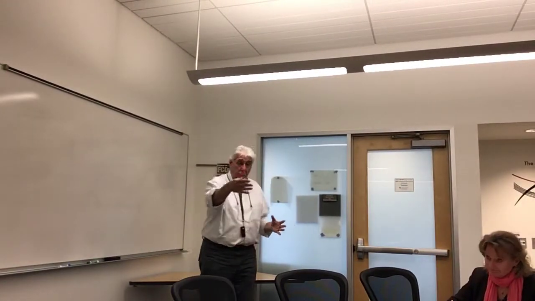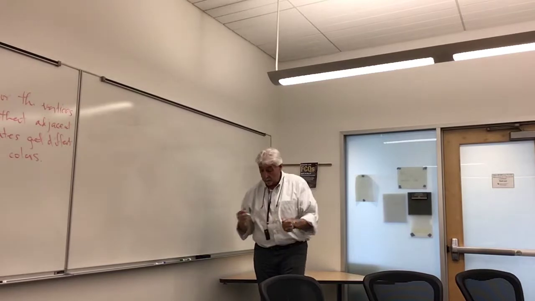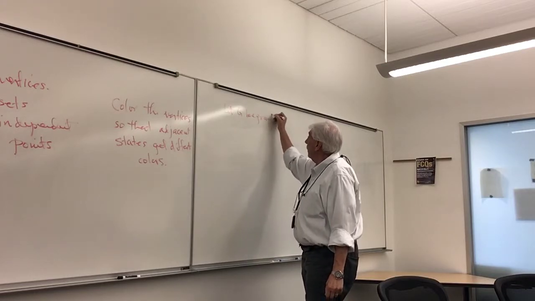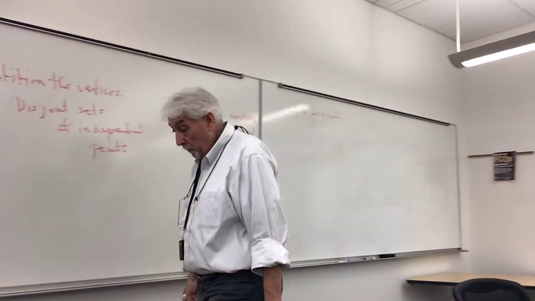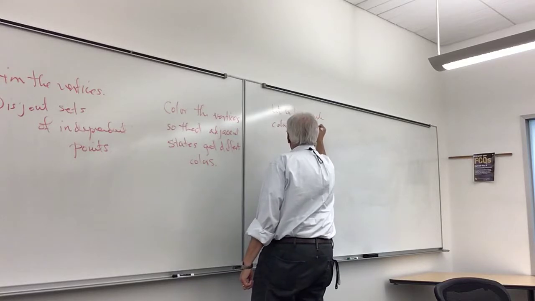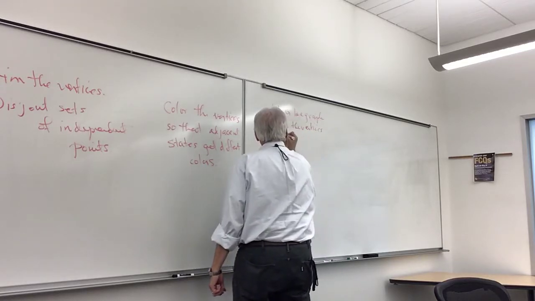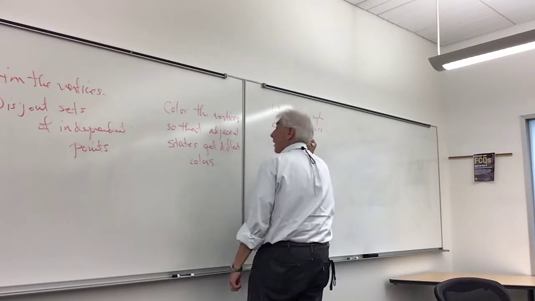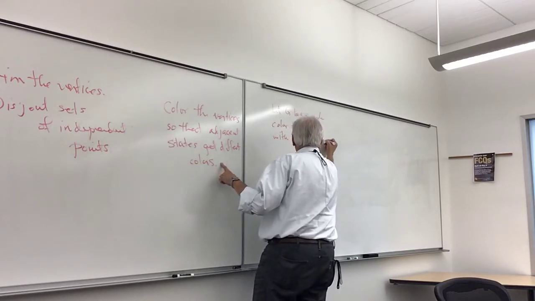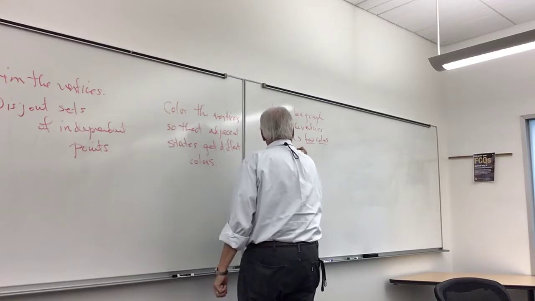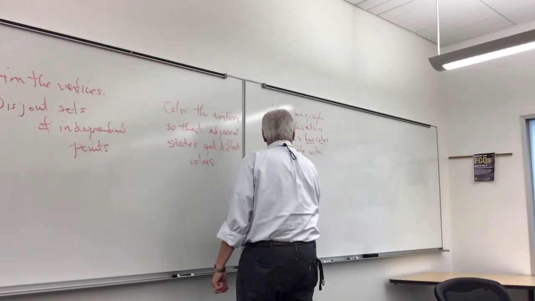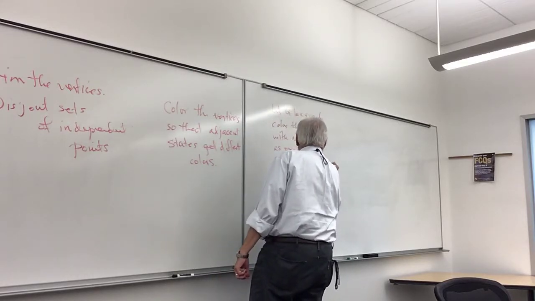So now let me give you the graph version of this. Forget the map. Forget the map of the United States. Let's give me a graph. Color the vertices with as few colors as possible, with adjacent vertices getting different colors.